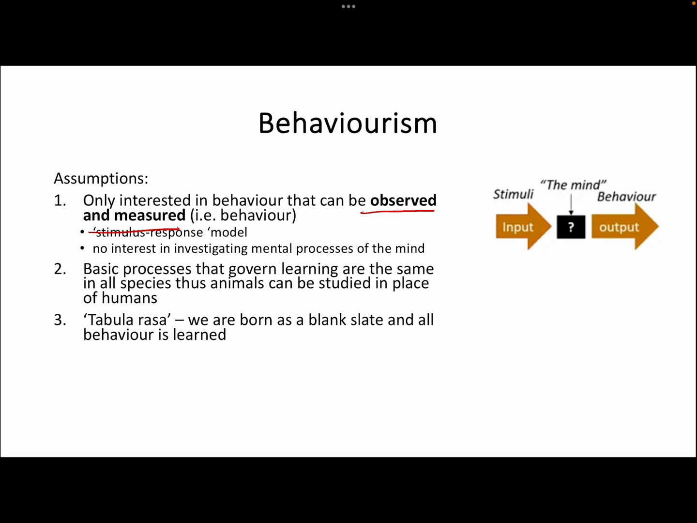So they ignore the mind. They believe that it's inaccessible. It shouldn't be studied. Instead, they're just interested in the association between stimuli and behaviour. So they adopt a stimulus response model, which we'll look at in a little bit more detail.